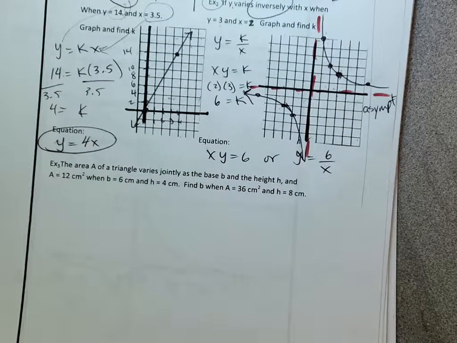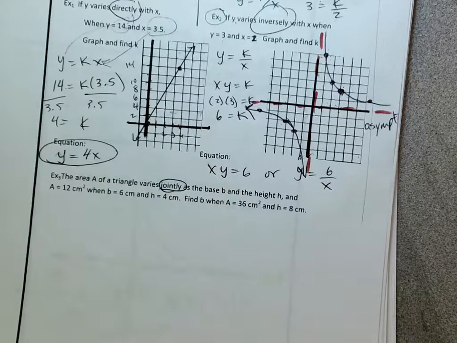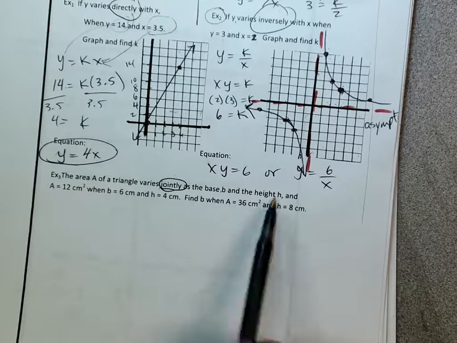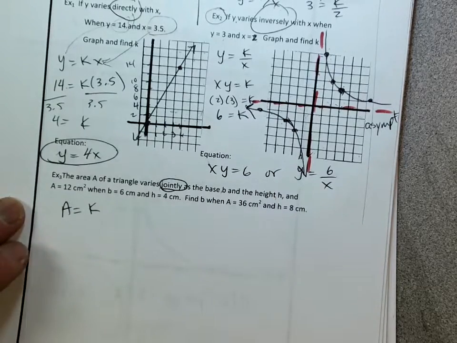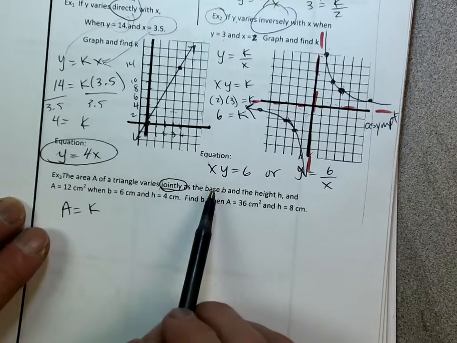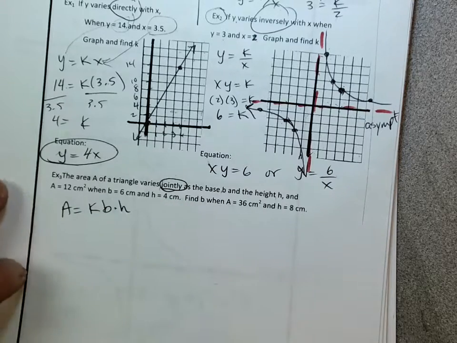Example 3. Let's read it. The area of a triangle varies jointly with the base B and height H. Okay, jointly means we're going to have a couple of different things going on. So I'm going to go, okay, area is equal to K. Got to have K. You've got to have that in there always. And I've got jointly varies with B and H, so B times H, right?